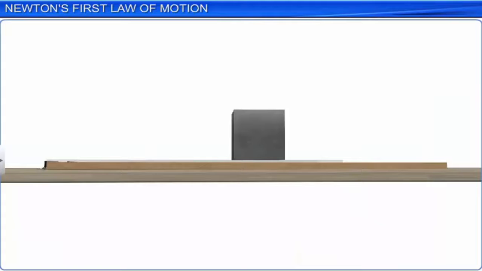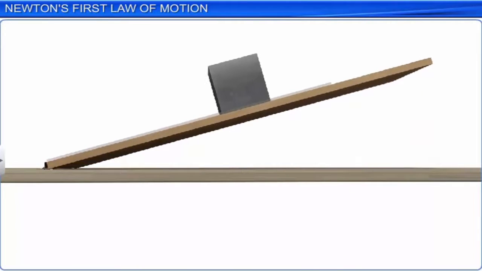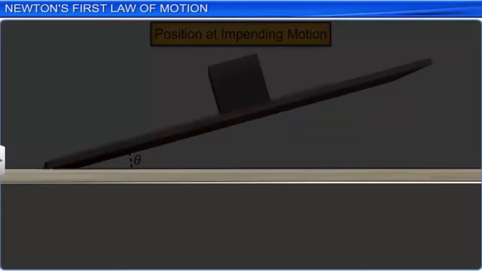The wooden plank is slowly tilted until the iron cube is about to slide down on its own, that is, without any external force being applied to it. This position of the inclined plane is known as position at impending motion. Theta is the angle between the inclined plane and the horizontal surface.